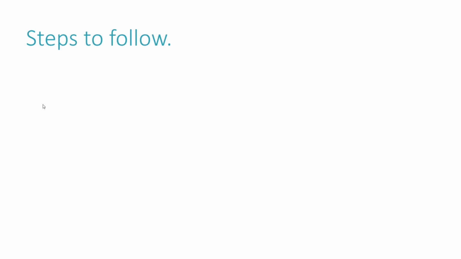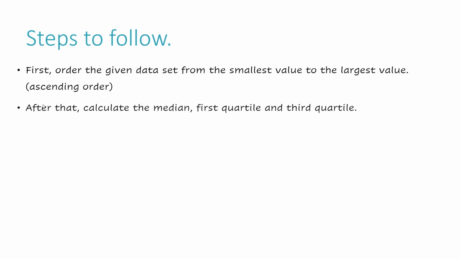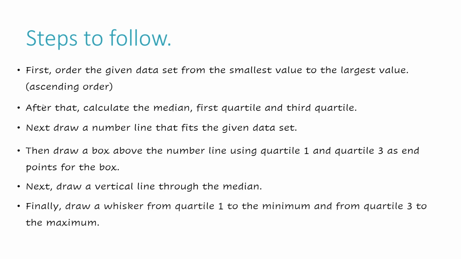The steps you want to follow when creating a box and whisker plot include: first, order the given data set from the smallest value to the largest value. After that, calculate the median, the first quartile, and the third quartile. Next, draw a number line that fits the given data set. Then draw a box above the number line using quartile 1 and quartile 3 as endpoints for the box. Next, draw a vertical line through the median. Finally, draw a whisker from quartile 1 to the minimum and from quartile 3 to the maximum.